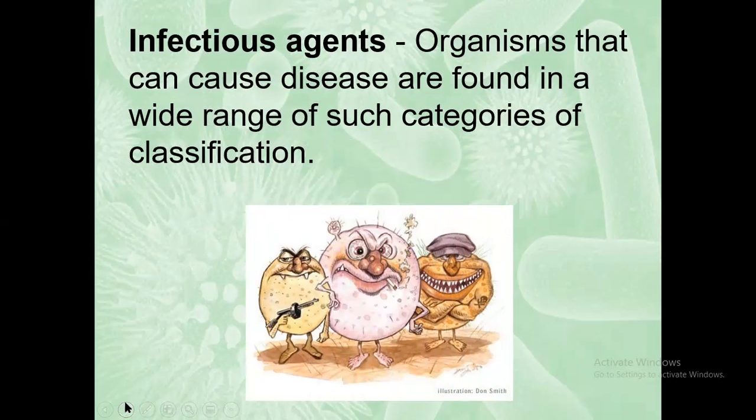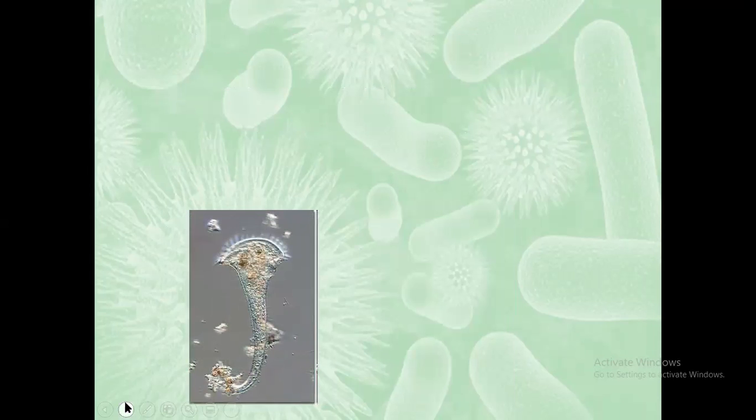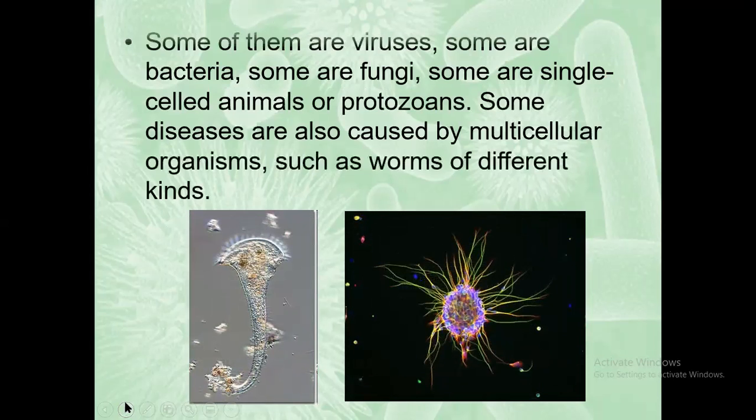What are infectious agents? Organisms that can cause disease are found in a wide range of categories of classification, like bacteria, fungi, virus, protozoans, etc. These all are infectious agents. Some of them are viruses, some are bacteria, some fungi, some are single-celled animals. Those single-celled organisms are known as protozoans. Some diseases are also caused by multicellular organisms such as worms of different types.